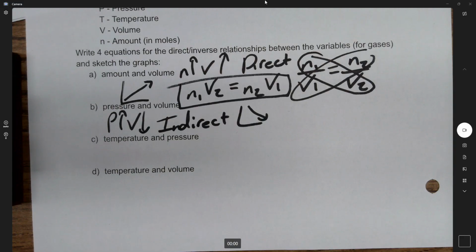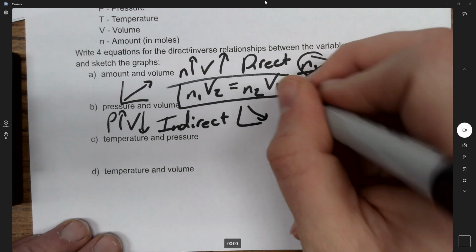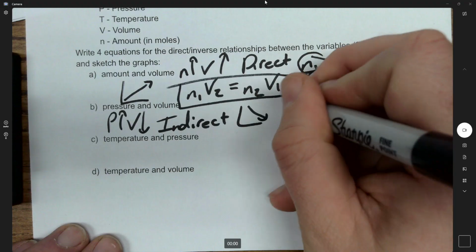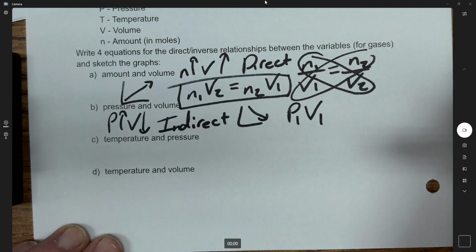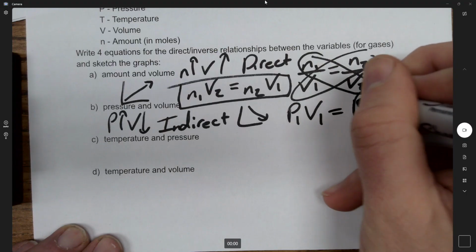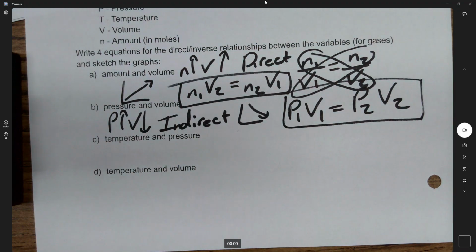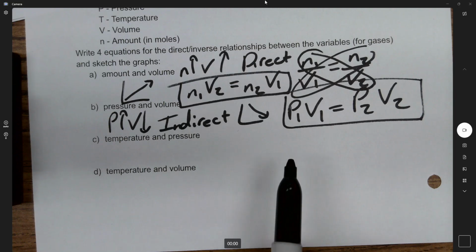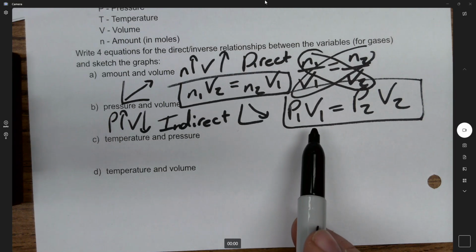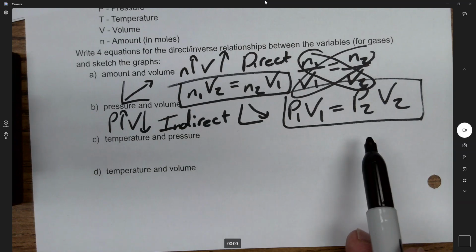And because of this downward facing angle, my equation for pressure and volume is going to be P1 times V1 equals P2 times V2. That is going to be our equation. In a second, we're going to slap names to these. P1 is on the board right here. P1 times V1 equals P2 times V2.